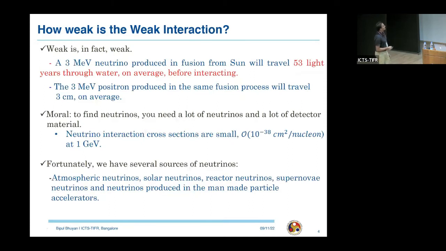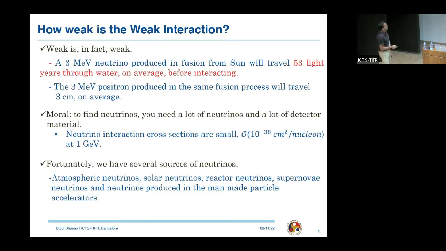Now, again, to put things in perspective, just because you're talking about a weak interaction, these 3 MeV neutrinos that you produce in the fusion reaction from the sun are going to travel about 53 light years in water on average before interacting. And again, to put things in perspective, if you take the same 3 MeV positron produced in the same fusion reaction, it's going to travel only about 3 centimeters on average, okay? So that is the low interaction cross-section that we are talking about.